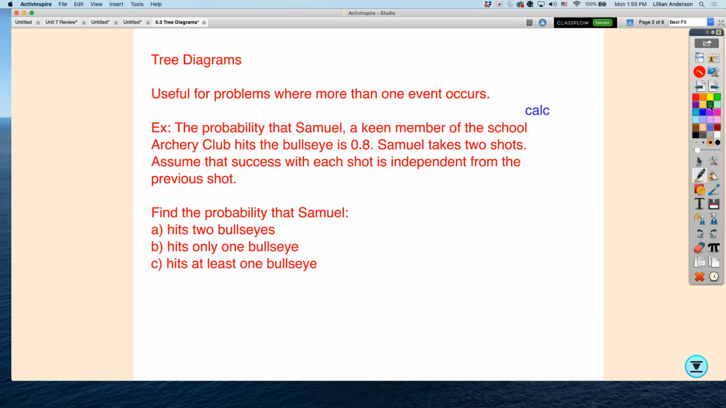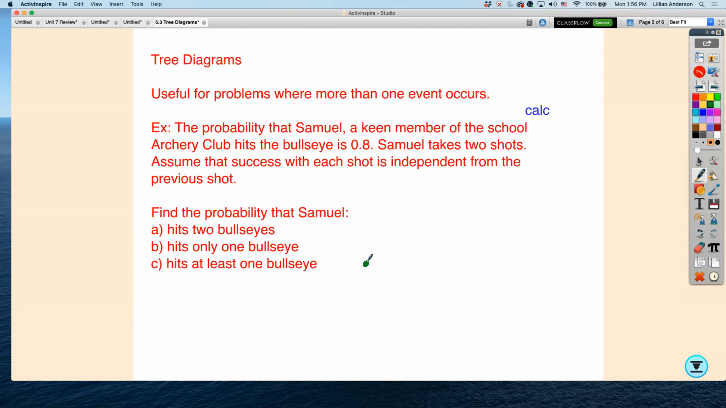So you want to find the probability that he hits 2 bullseyes, he hits only 1 bullseye, or he hits at least 1 bullseye out of his 2 shots. Okay, the bullseye is that part that's smack dab in the middle. So a tree diagram essentially starts with a node, which is a point, and then next you'll draw lines that represent the branches for your tree.